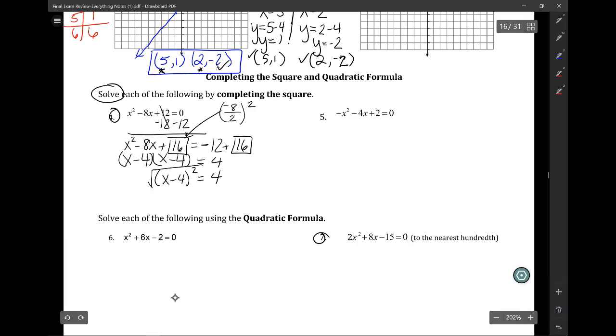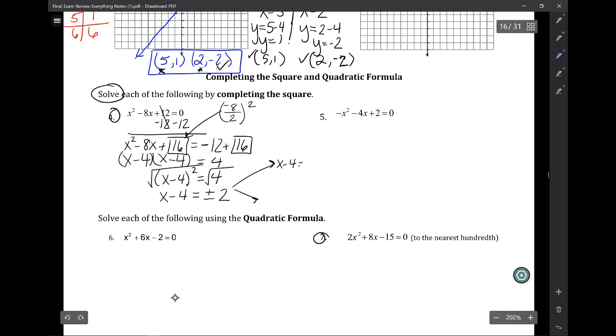To finish solving for x, I square root both sides. So I get x minus 4 is equal to positive or negative, because remember you have to have 2 possible answers because it's an x squared. And the square root of 4 is 2. So now I'm going to set up my 2 cases.